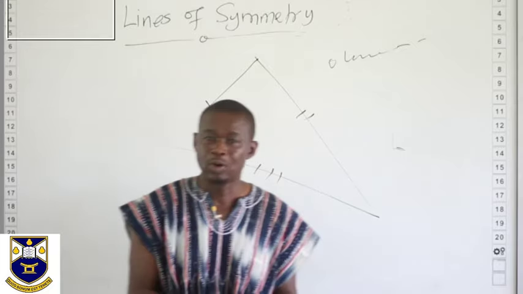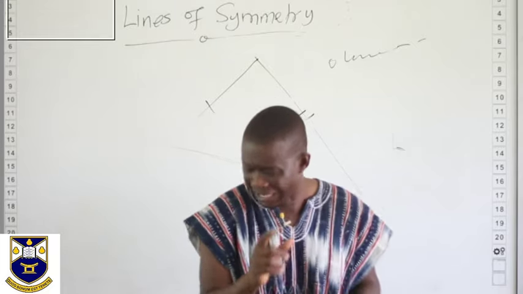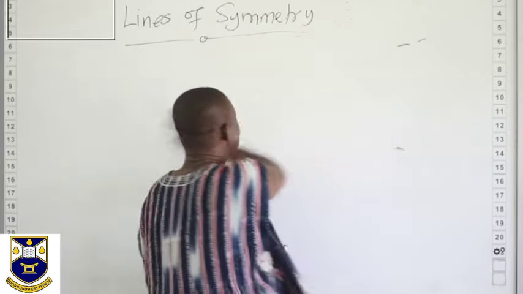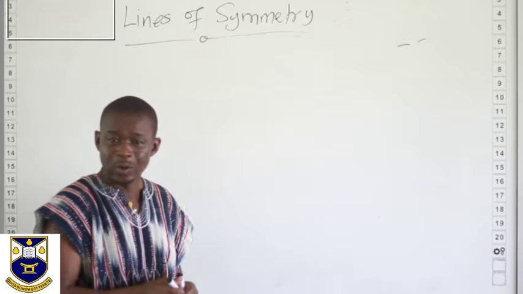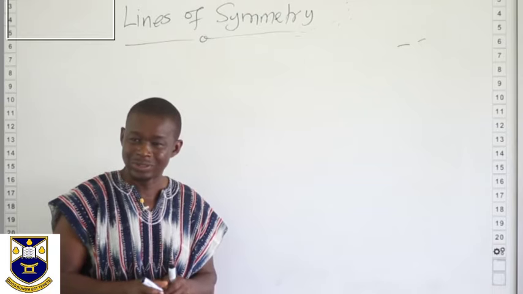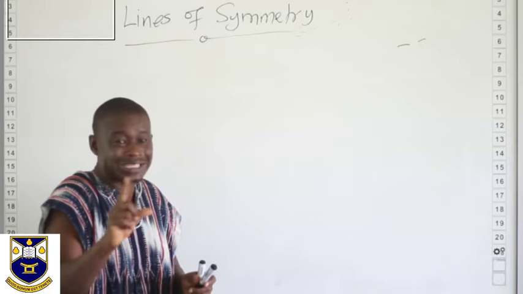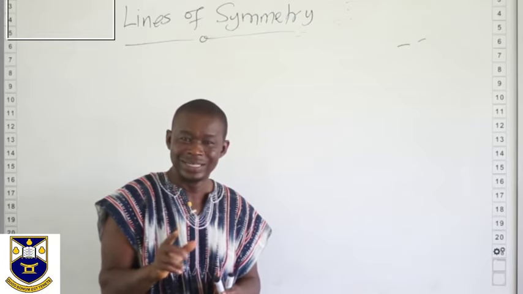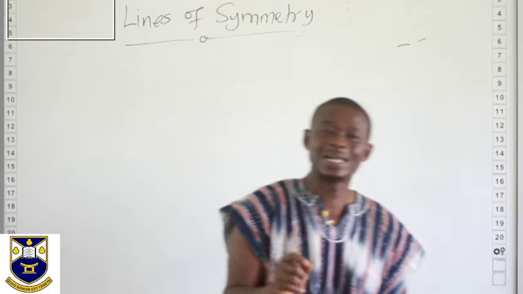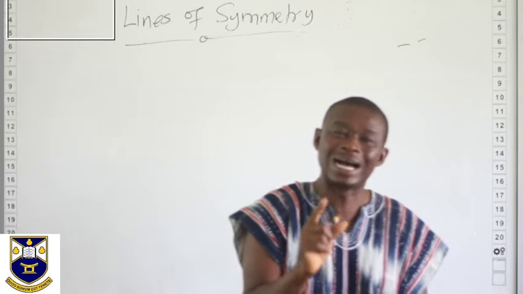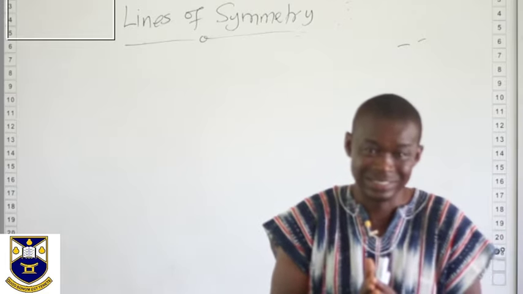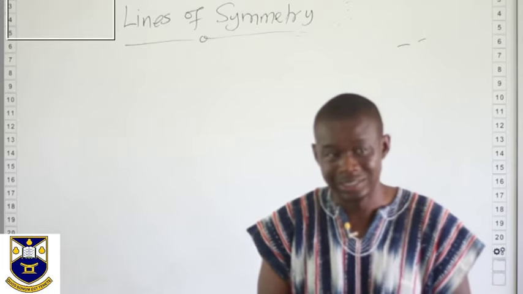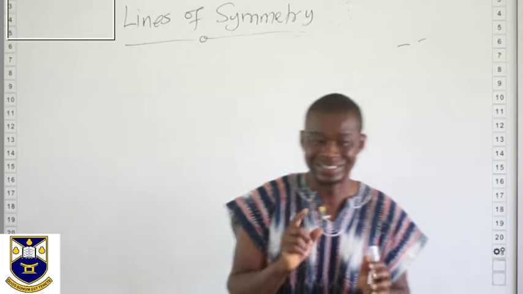Now, I want you to try the third type of triangle. I will not demonstrate it here. Try and let me know whether it is symmetric or not. That triangle is the right angle triangle. With a right angle triangle, one of the interior angles is 90 degrees. One of the interior angles is 90 degrees.